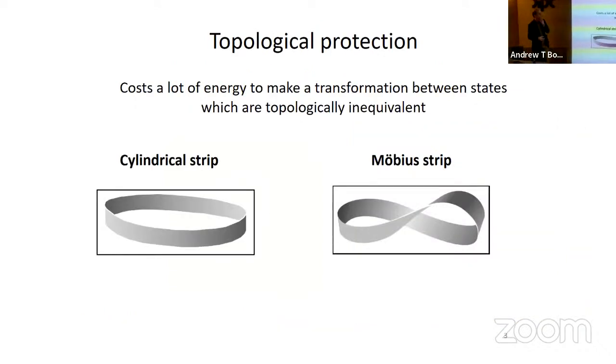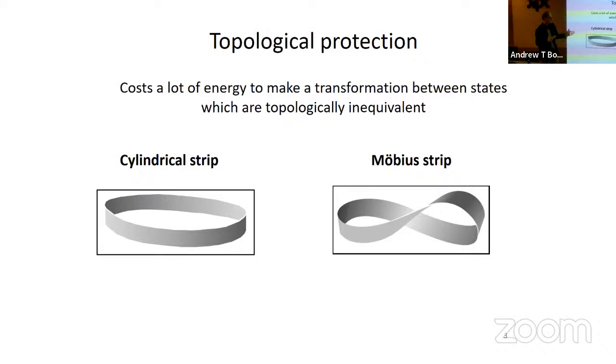And one of the reasons why this field is interesting from a practical point of view is that, as we know from experience, if you try to convert one system into something which is topologically different, it's often quite difficult to do that. For example, if you want to convert a simple strip of paper into a Möbius strip, you have to physically break the paper, put the twist in it, and glue it back together again.